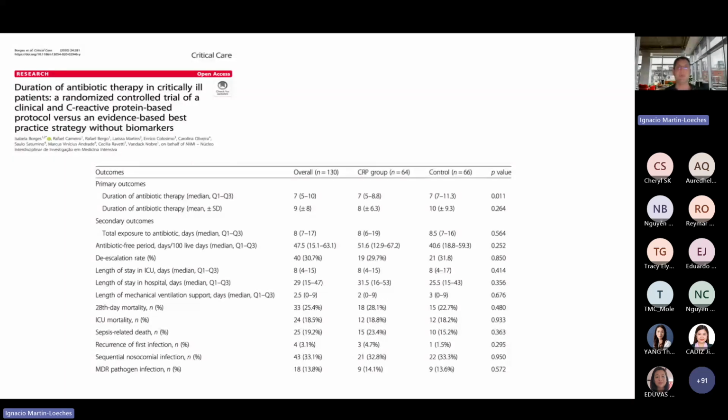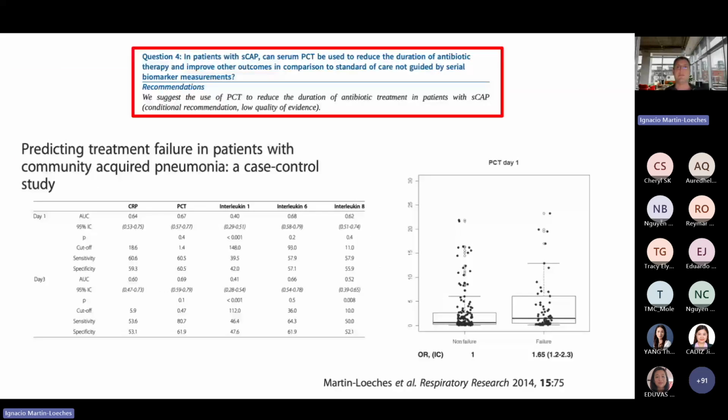However, the de-escalation and the length of stay, mortality, and MDR pathogen detection were exactly the same. For that reason, we wanted to introduce the use of procalcitonin to reduce duration of therapy in order to detect how it's going to improve outcomes compared to not using serial biomarkers. And I would like to highlight that it is serial. It's not just one sample.